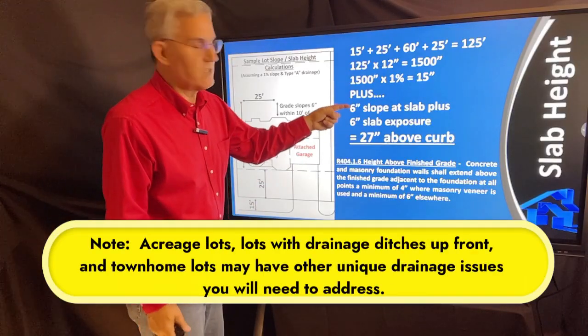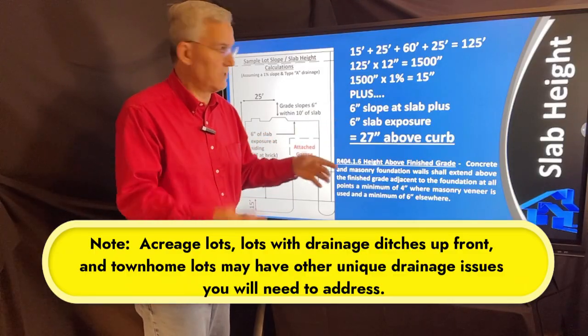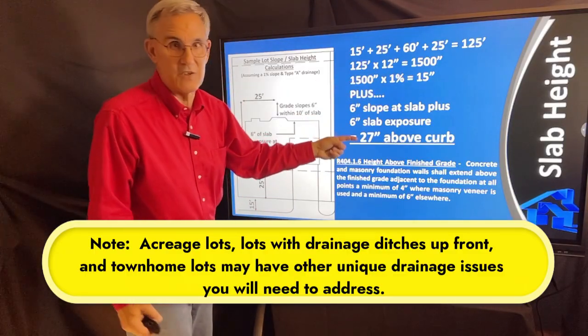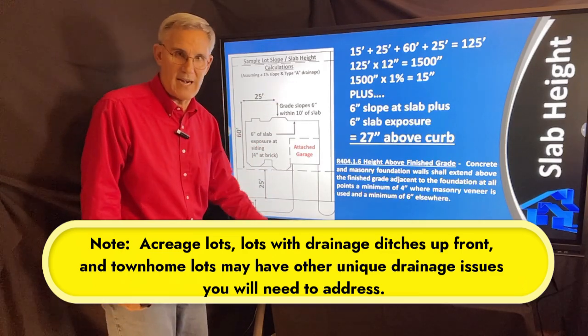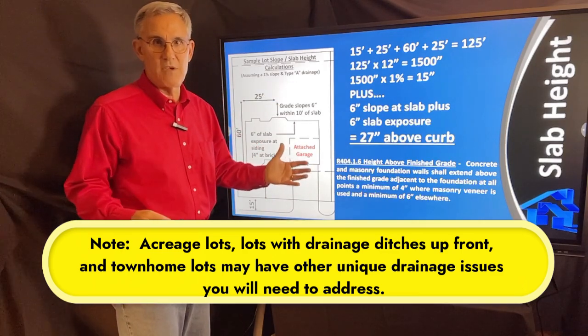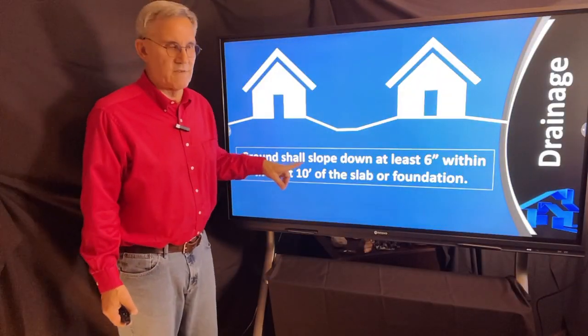So 6 inches for the slope, 6 inches for the slab exposure. That adds 12 inches to that 15. So I've got 27 inches above the curb just to make this thing drain. That would be in a normal community, normal size lot, something like that. Finally, so just look for this stuff.